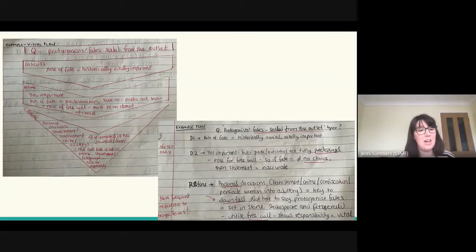So my claim here, again in note form: personal decisions, the banishment, the confiscation, the crime, the adultery, are vitally important in the case of Richard and Gatsby in the downfall of those characters. They are all individual decisions they make that lead to their downfall or doom. Therefore, that's what the three dots are, in case you don't know. It's not true to say that fate is set in stone, particularly if you're looking at Shakespeare and Fitzgerald. There seems to be a role for responsibility too.